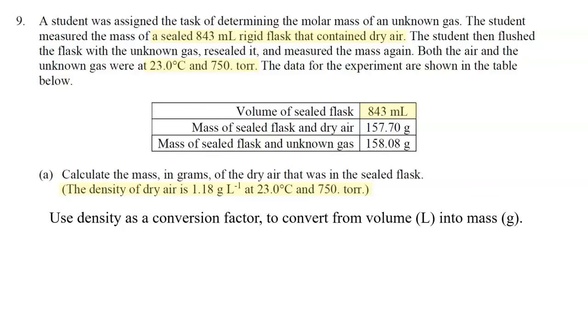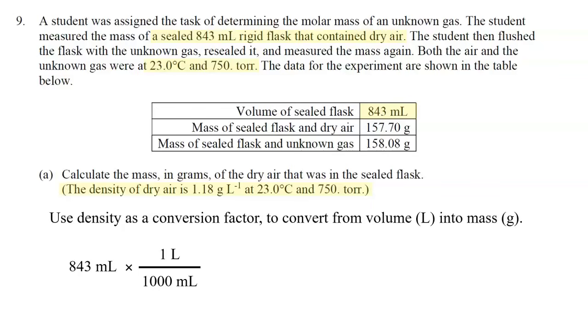So let's start with the volume of the sealed flask, which is 843 milliliters. Since density is in grams per liter, first, let's convert the units of milliliters into liters. And you should know that there are 1,000 milliliters for every 1 liter. So that's my first conversion factor.